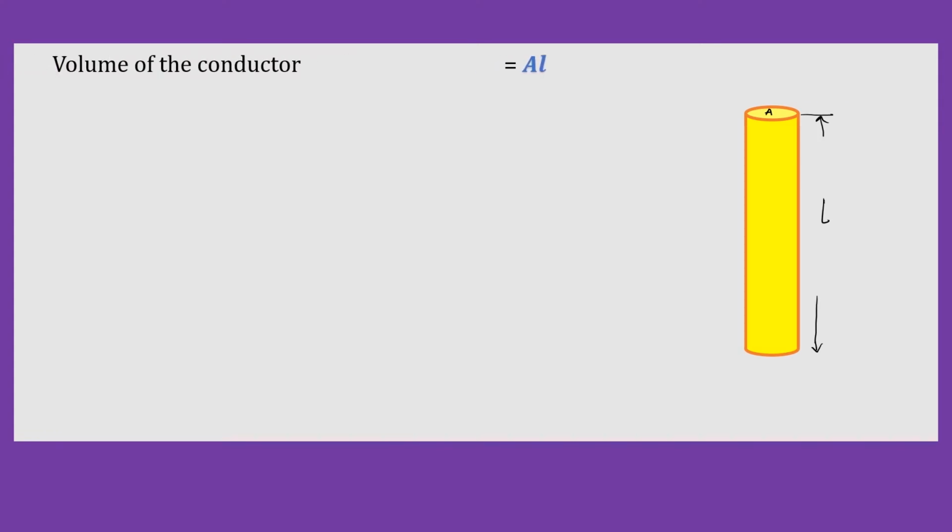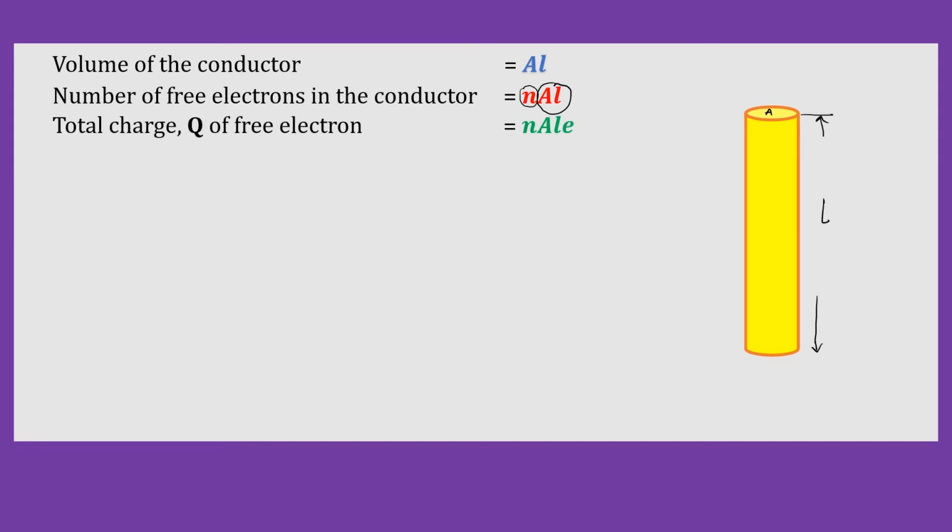So this is our conductor, cross-sectional area A, and the length is L. The volume of that conductor is going to be the product of the area and the length. The number of free electrons in that conductor will be the number of electrons per unit volume times the total volume. This gives us the number of free electrons in the whole conductor. Total charge Q of the free electrons is going to be the product of the number of free electrons in the whole conductor, times the charge.